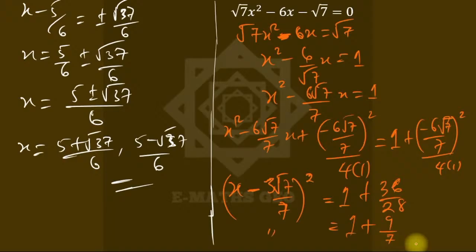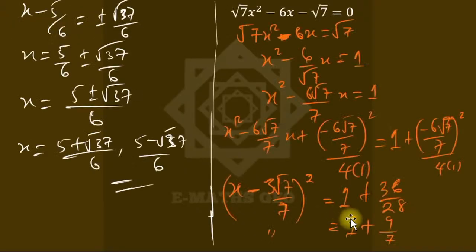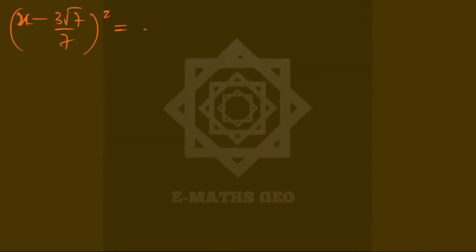So let's move to the next page. x minus 3 root 7 over 7 all squared is equal to, remember what is here, let's check this, 1 plus 9 over 7 is 16 over 7. So this is 16 over 7. Now the square will move to the square root. So it's now plus or minus the square root of 16, which is 4.